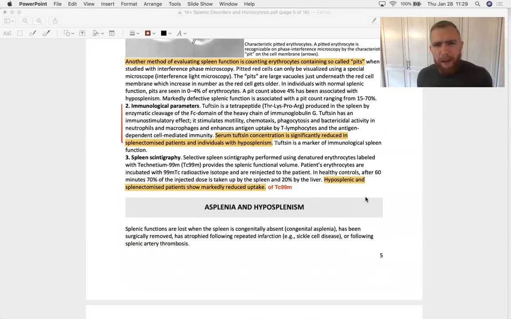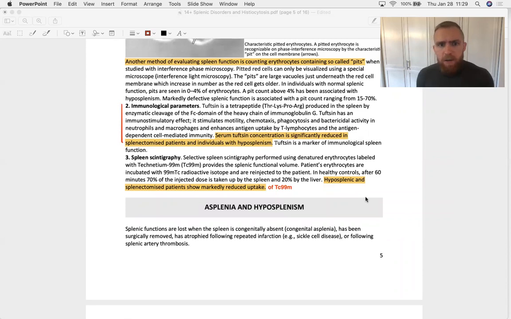Tuftsin is a tetrapeptide produced in the spleen by cleavage of the Fc domain of the heavy chain of IgG. So Fc, that's fragment crystallizable, or also known as the constant region. Every immunoglobulin has a constant or conserved part that is identical across all IgGs, and then they have a variable region, and that's the part of the Ig that gets recombined to bind a particular antigen.